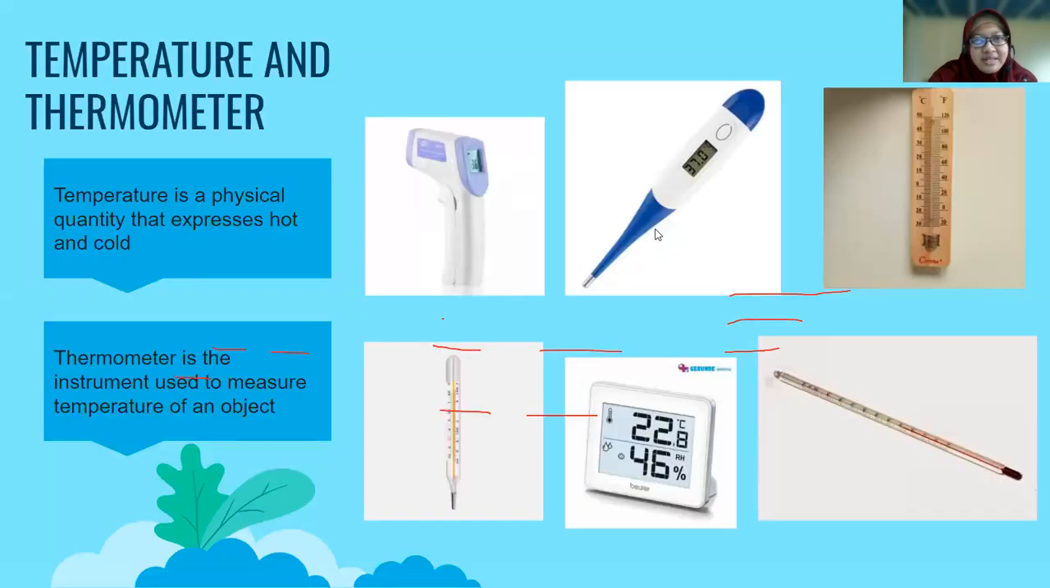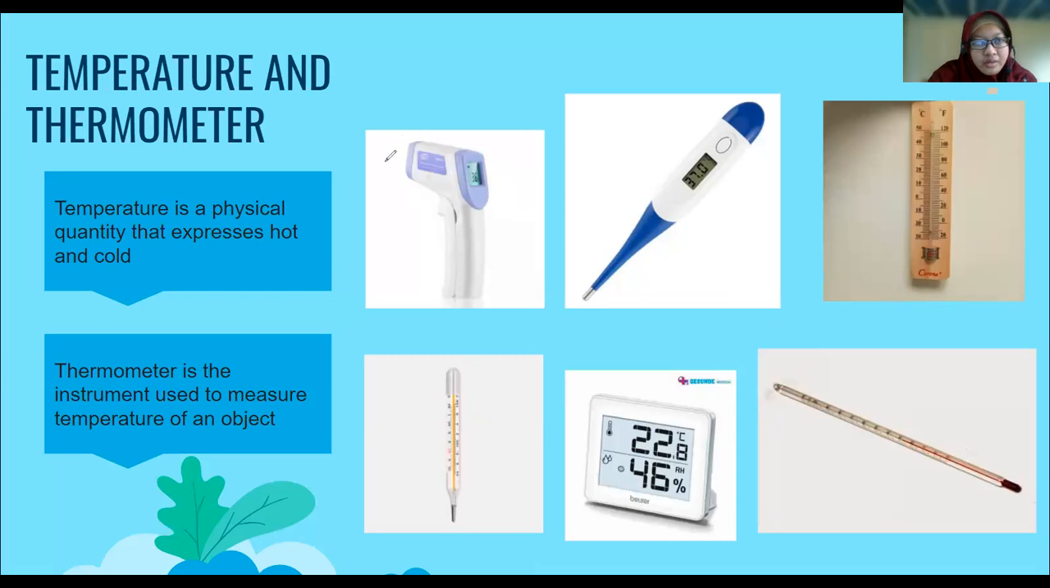Okay, so the next one is temperature and thermometer. So there are many types of thermometer. Temperature is a physical quantity that expresses hot or cold. Let's say it is how cold or how hot an object is. That's temperature. A thermometer is the instrument used to measure the temperature of an object. Nowadays we really need this temperature because it indicates the healthiness of people, right?